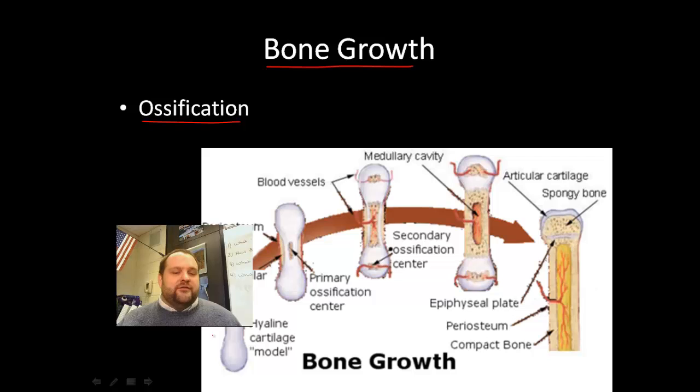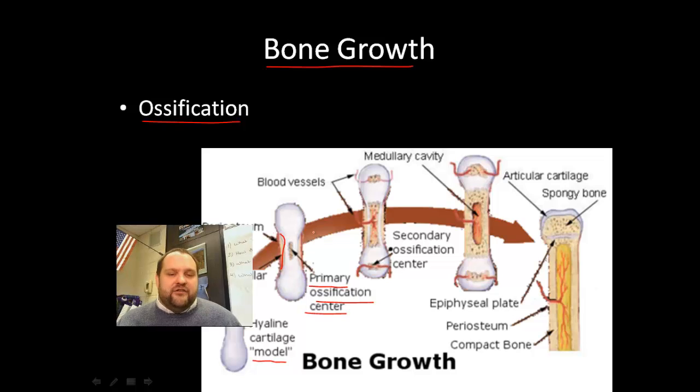We start off with what's called a cartilage model. It's not a bone, it's just a cartilage shape that sort of looks like what the bone is going to become. So we start off, when we're born or when we're developing in the womb, with these cartilage models. And what happens is, these cartilage models develop what's called a primary ossification center. And it first develops in the middle of the bone. Okay? We also develop this bone collar around the outside, but we develop this ossification center.